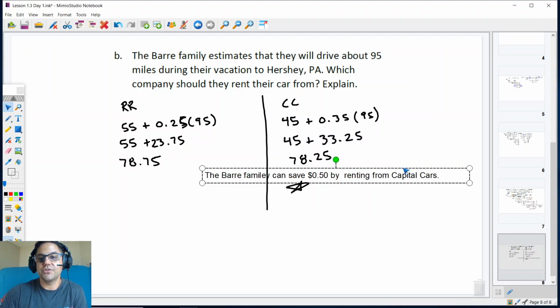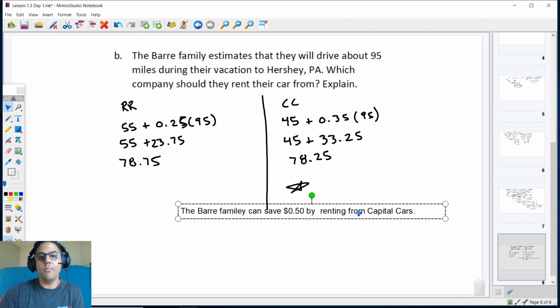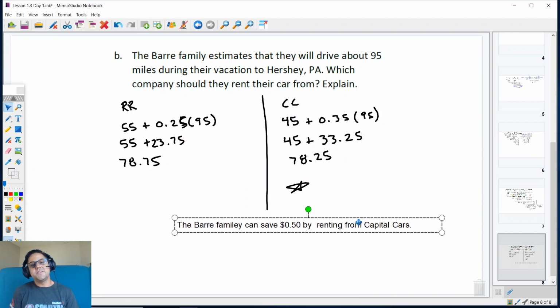Again, not much, but that's okay. The whole point, again, was being able to compare scenario 1 to scenario 2, or company A to company B, whatever the case may be.